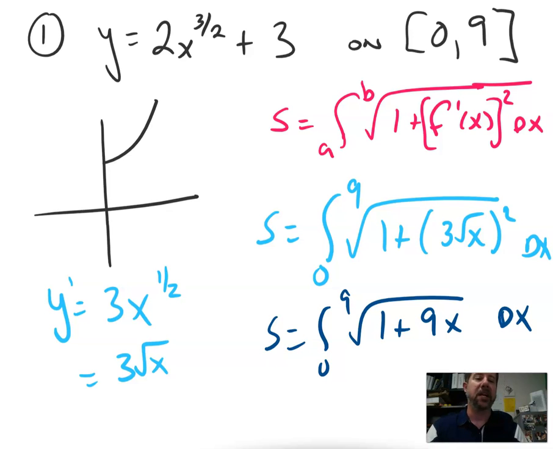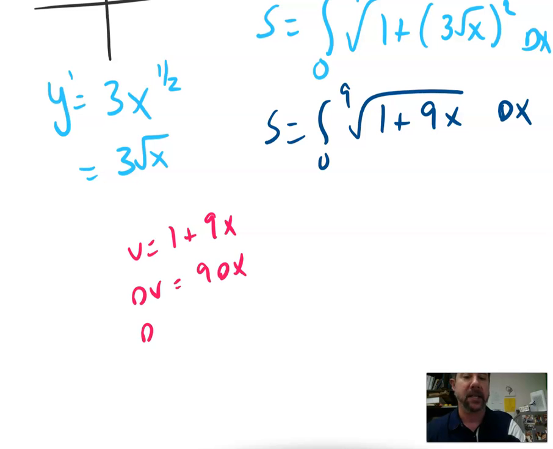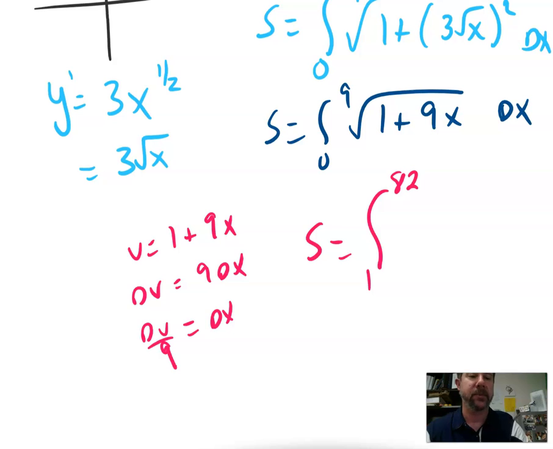If I wanted to integrate this by hand, I would be doing a little u-sub. U equals 1 plus 9x, so du is 9 dx. That's working out nicely, so du over 9 equals dx. So s equals the integral. I've got to change the limits because I'm going to terms of u. If I plug in 0, I get 1. If I plug in 9, I get 81 plus 1, or 82. Root u du, and I forgot my 1/9.